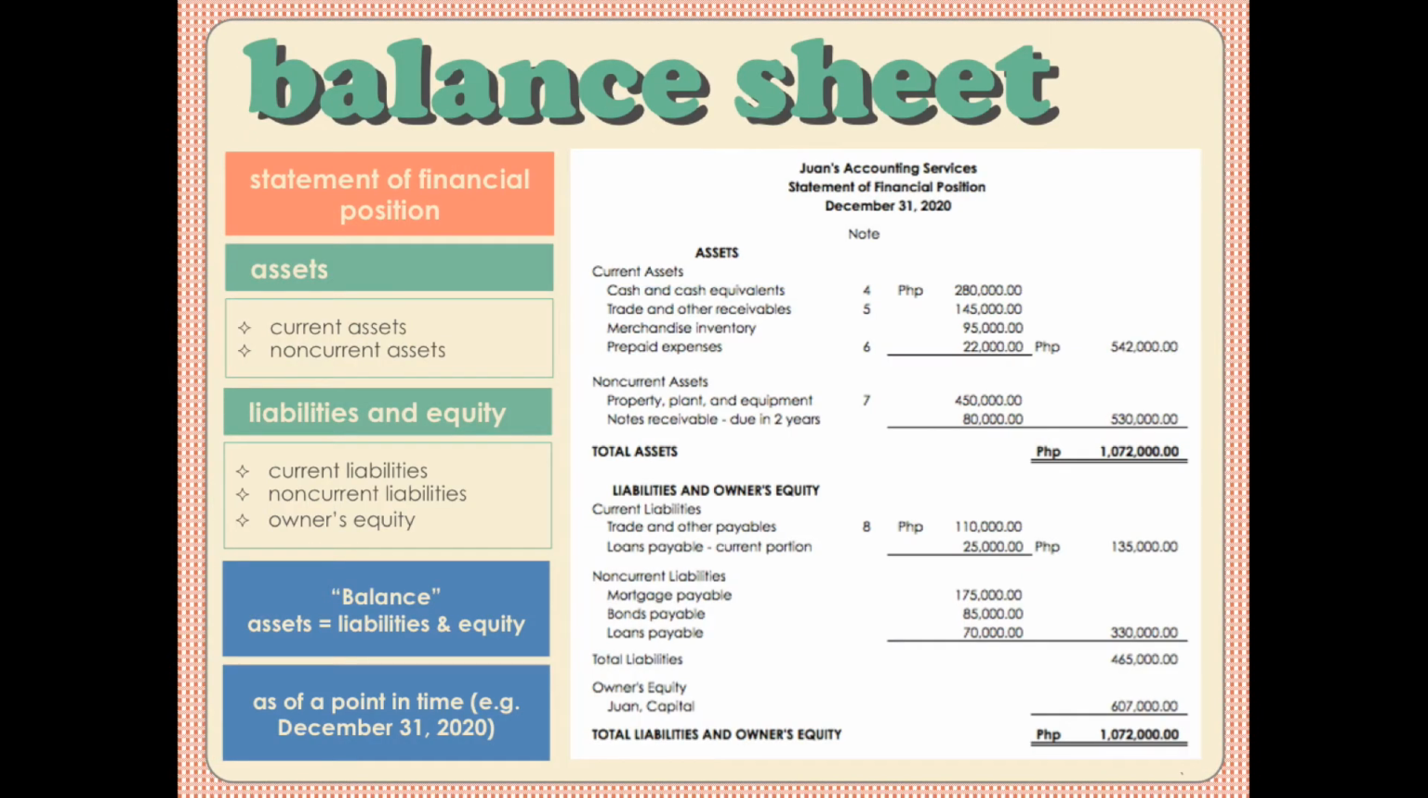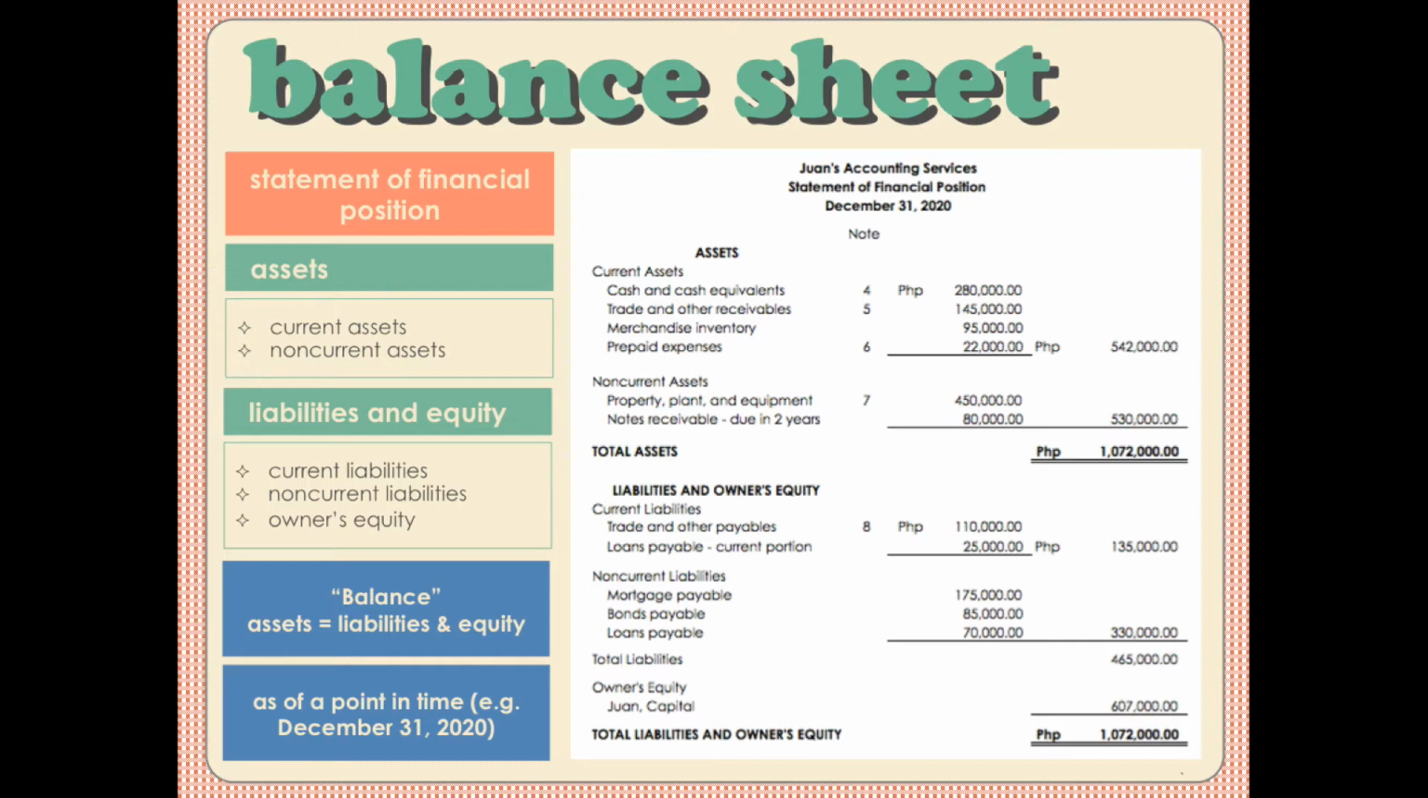Here is an example of the statement of financial position or the balance sheet. Here we see two main sections. We have the assets on top and the liabilities and owner's equity below. Assets are further subdivided into current and non-current assets. Then under each category, we see the specific account classifications like cash and cash equivalents, trade and other receivables, merchandise inventory, and so on. So these are the common classifications, but these may also vary among companies depending on the assets owned and liabilities owed by that specific company.